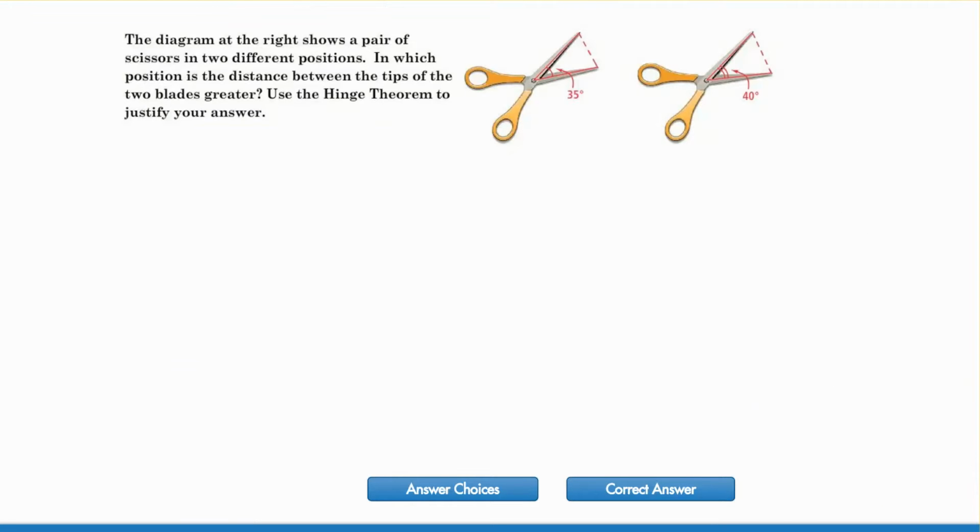Let's take a look at an example that kind of illustrates that. The diagram at the right shows a pair of scissors in two different positions. In which position is the distance between the tips of the two blades greater? And then use the hinge theorem to justify your answer.